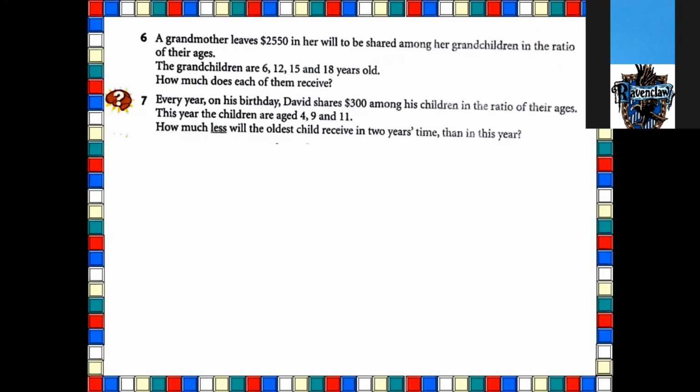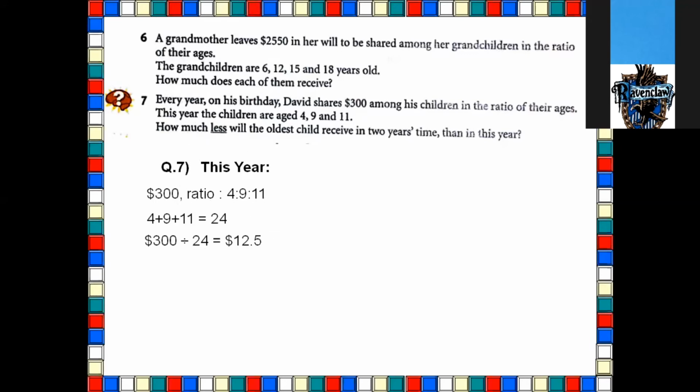Now let's talk about this year first. Okay, the ratio of the ages is 4 to 9 to 11. Find the total of the ratios. 4 plus 9 plus 11, which is 24. Divide now 300 by 24. It's $12.5.